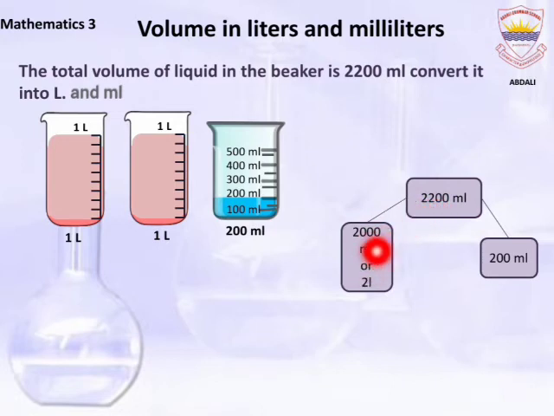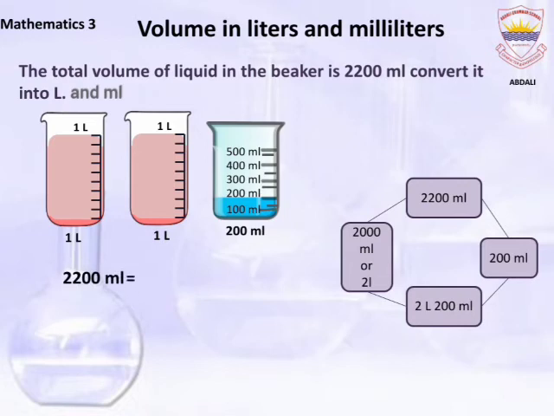First of all, we separate the 1000 place value and write it in a separate box, and the 100 place value in the next box. 2000 milliliters is equal to 2 liters, and we write 200 milliliters as it is. 2200 milliliters, we write 2000 milliliters with the sign of addition. We write separately 200 milliliters. 2000 milliliters is equal to 2 liters. So 2200 milliliters in liters and milliliters is 2 liters 200 milliliters.